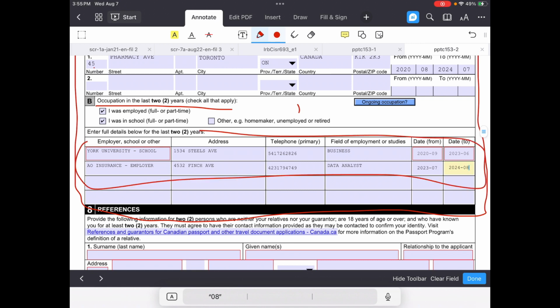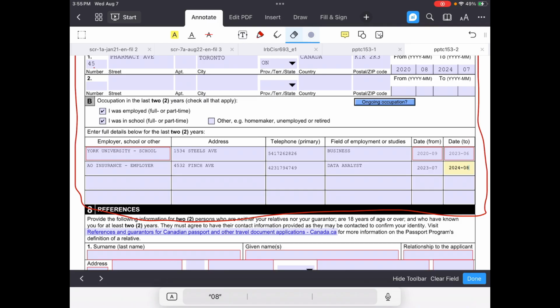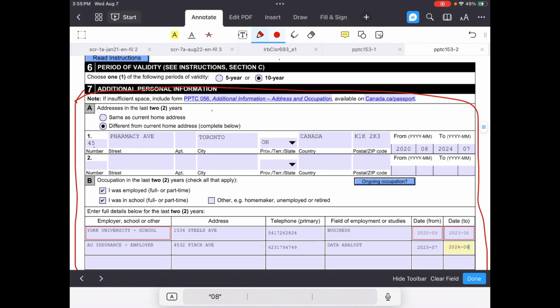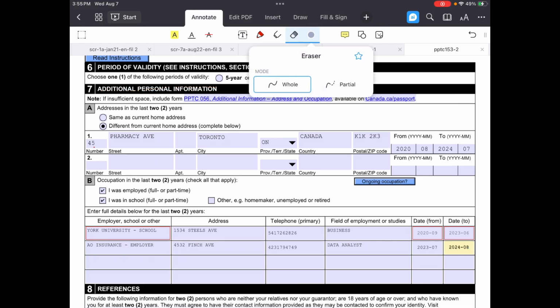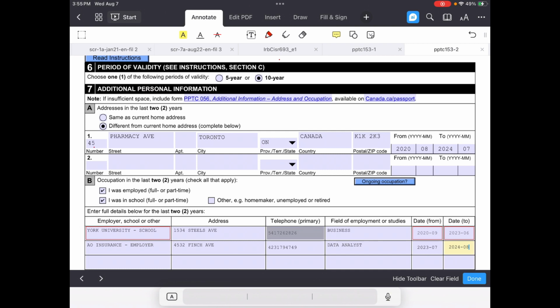I've included it here. I've also checked the boxes after entering this information. Also for my home address, I did say that my current home address was different from the one that I was living in during the last 2 years, and I also made sure to include it here. I included the dates and everything. And after filling out all this information, I can just move on to the next section, which is references.